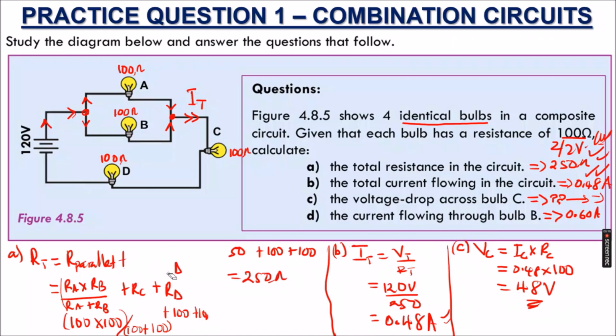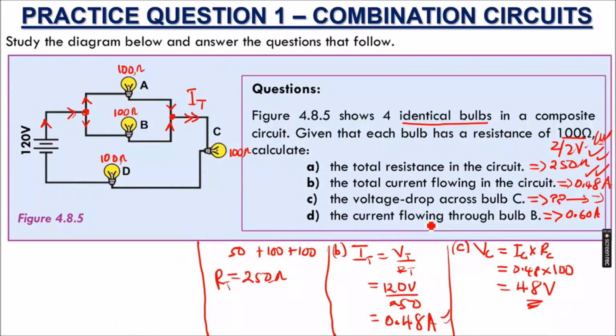Once that is done, I will clear this for the other part of the question. We are looking for the current flowing through bulb B. Current flowing through bulb B was supposed to be very easy for you. Why? There is 100 ohms, 100 ohms, meaning current is going to divide equally. Which current is dividing? The total current, which is 0.48. So therefore, 0.48 would divide equally since resistance is equal on both branches. So this will be 0.24, this will be 0.24.